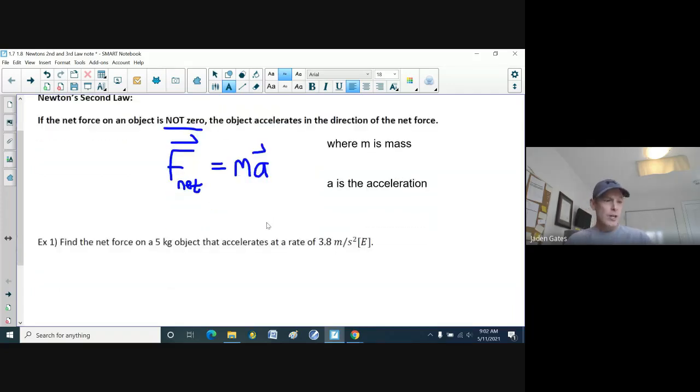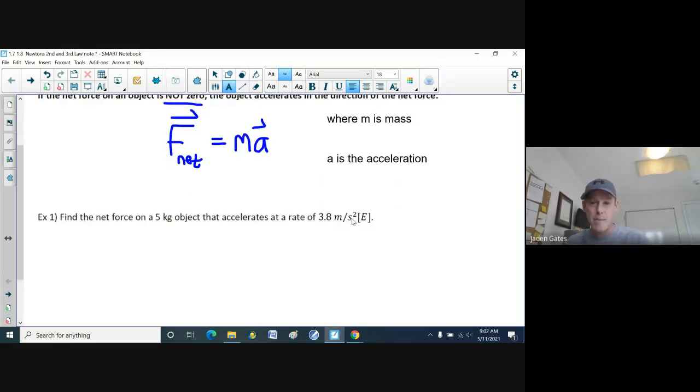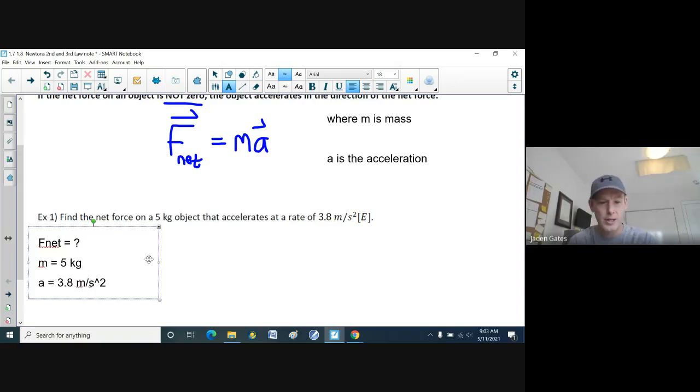So, for example, example one here: find the net force on a 5 kilogram object that accelerates at a rate of 3.8 meters per second squared east. All right, so a couple of things. Again, I always like to write out what I know and what I'm trying to find out. And it says find the net force, so I'm looking for F net here. The mass, again, not to be confused with weight, which we looked at last class, is 5 kilograms. All right, and our acceleration is equal to that 3.8 meters per second squared.